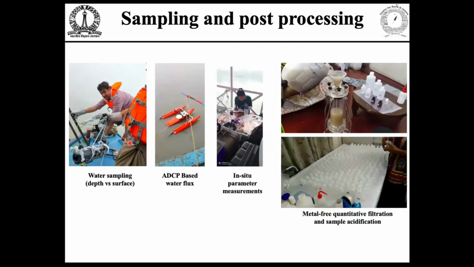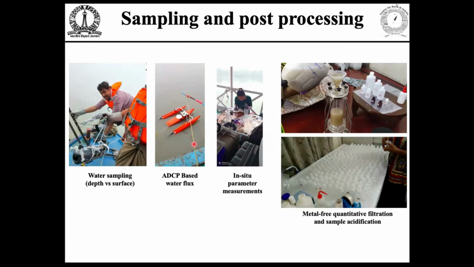So how do we sample the river? We get on a boat, we go to these remote locations. The widest part of the river that we sampled was 8 kilometers wide, and the narrowest part of the river we sampled was around 2 kilometers wide. So this is a pretty large river. We use these metal-free Niskin bottles to sample the river, and they're horizontal Niskin bottles so that there is no sediment sorting while they're being captured by the bottle.